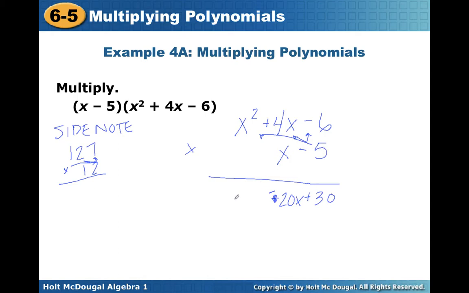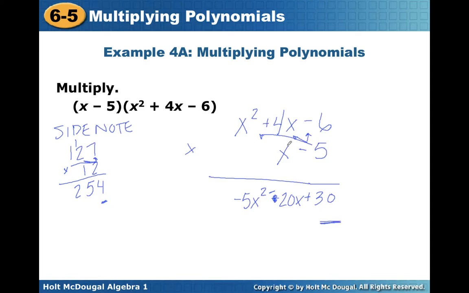And then this would get me a negative 5x squared. And then if you can remember when we did something like this, we always had to hold a placeholder. We kind of put a 0 there, or you put a dash there. Now we're going to do something similar to that. We're going to put a dash or a 0 right here.